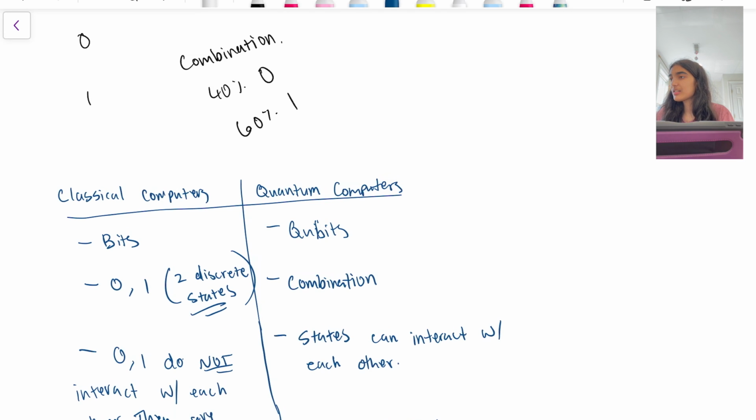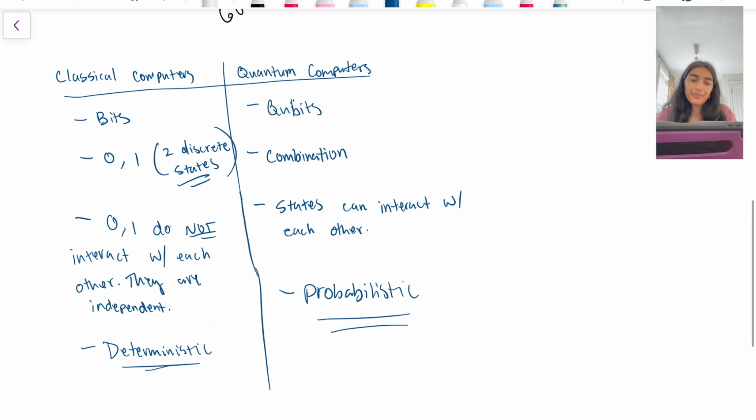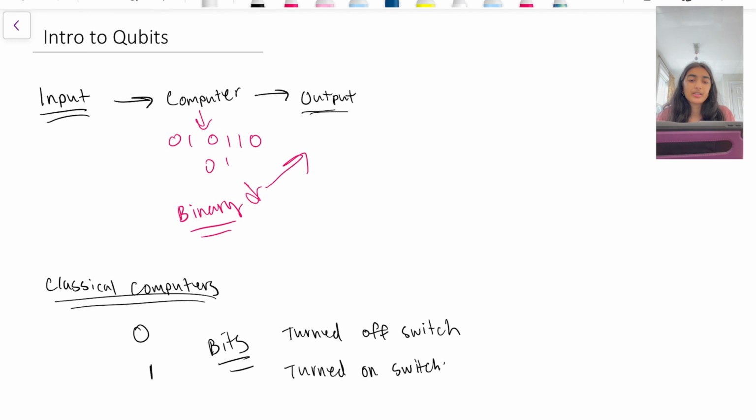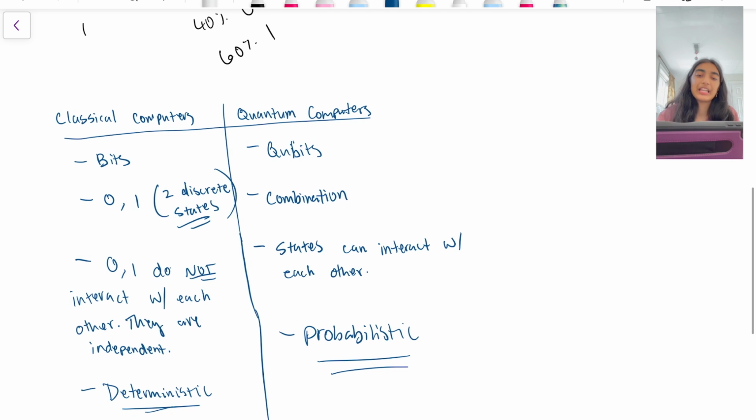So I think that's it for this video. It was an intro to qubits, basically like bits, except we can have zeros and ones together, and sort of a table comparing the two types of computers.